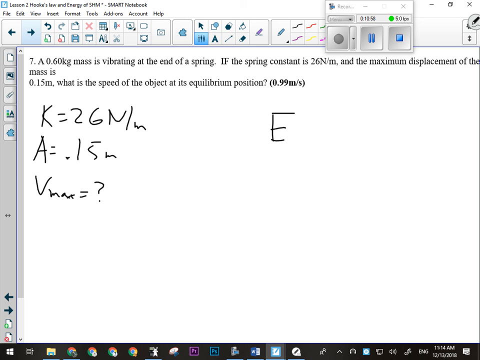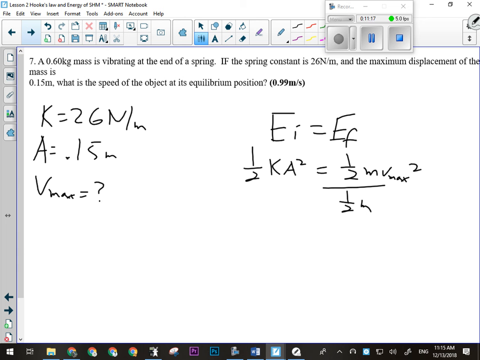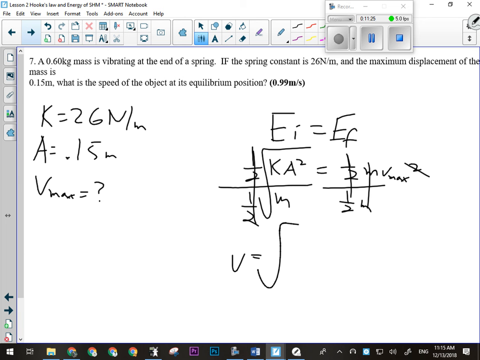So this is a law of conservation of energy question because I have to compare these two places in order to make this work. The maximum amplitude is going to be all potential energy, and at equilibrium, it's all kinetic. So to get the maximum speed, I divide both sides by half of m. The halves cancel, and then I square root to get v. So v will equal the square root of 26 times 0.15 squared divided by 0.6. And when we do that, we should get 0.99 meters per second.